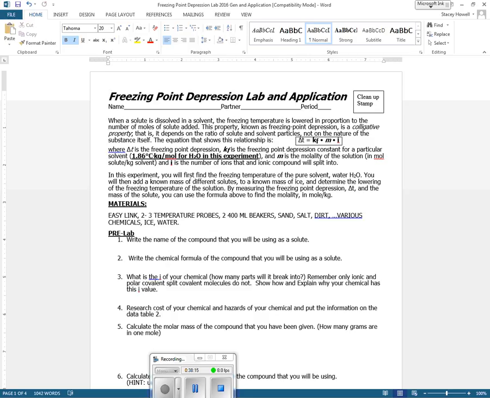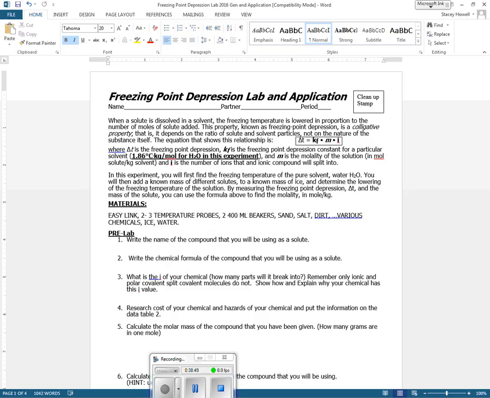In this experiment, you will find first the freezing temperature of the pure solvent, water, H2O. You will then add a known mass of different solutes to a known mass of ice and determine the lowering of the freezing temperature of the solution. By measuring the freezing point depression, delta T, and the mass of the solute, you can use the formula above to find the molality in moles per kilogram.